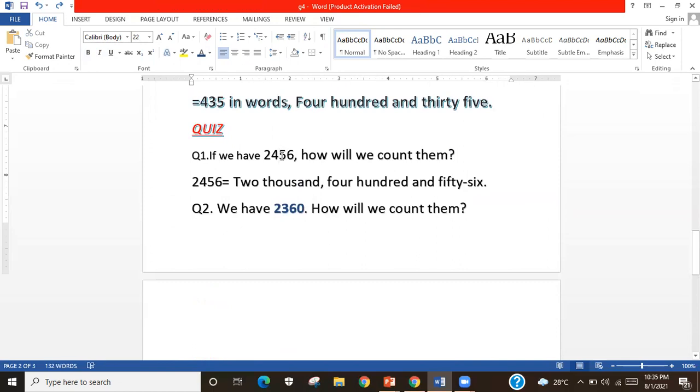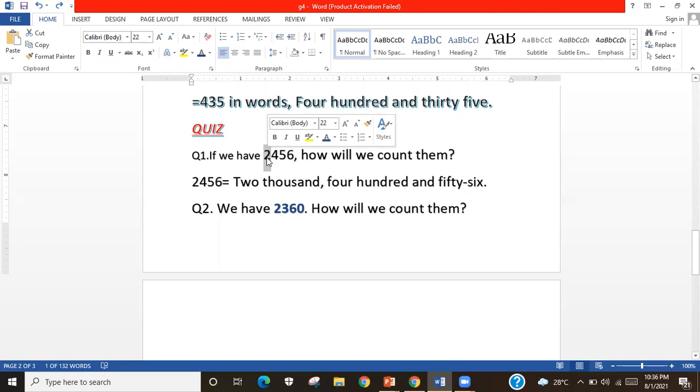It means this is 50, and the third one is 100. The third digit 4 means 100. That means we have 400. And the fourth digit is 2. That means we have 1000, so 2000. Because we have 2 as the fourth digit, that means we have 2000.